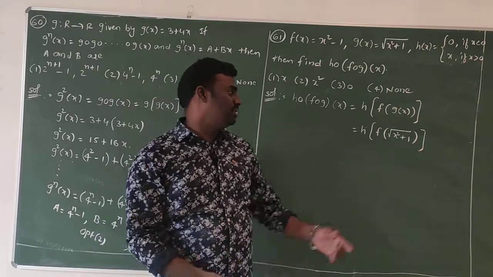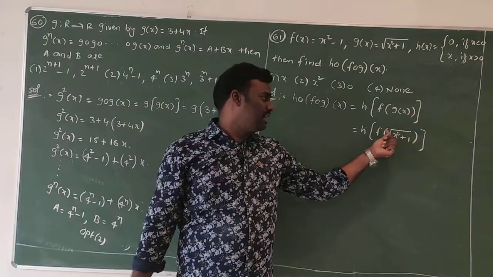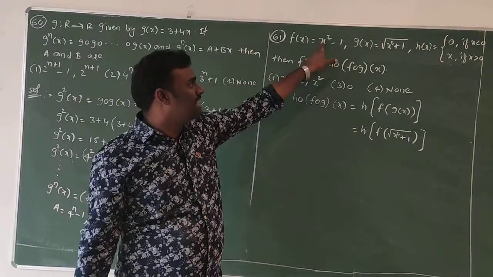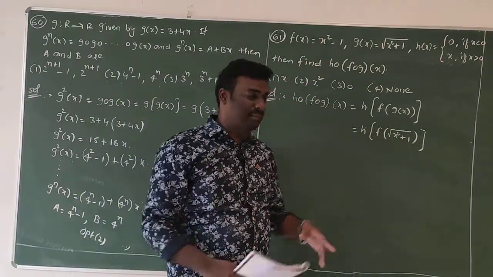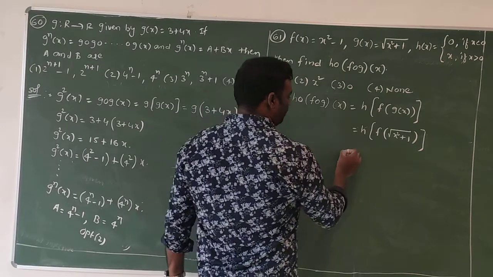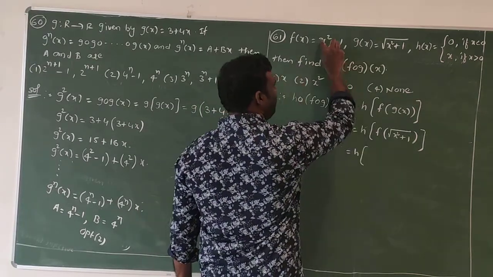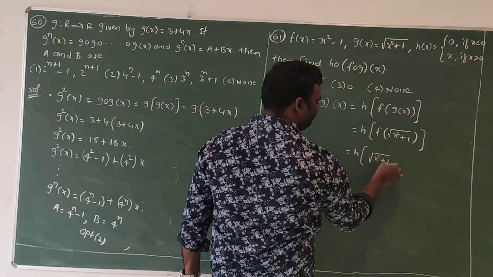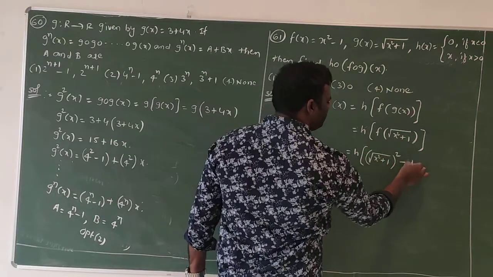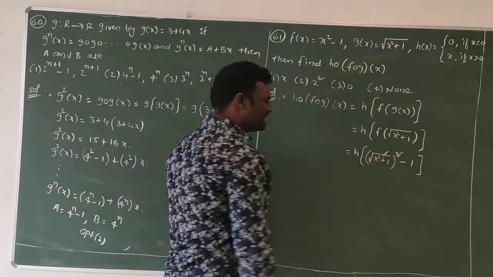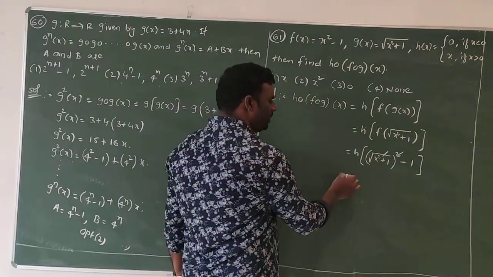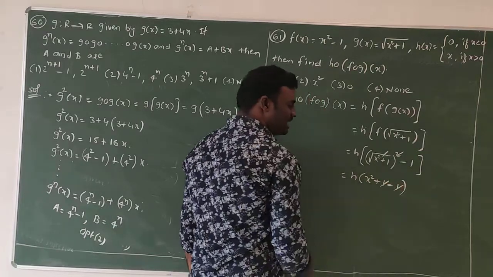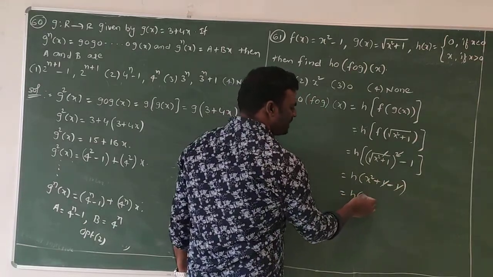Then you need to substitute this root of x square plus 1 in the function f. In the function f, in place of x, we need to substitute root x square plus 1. Then what you will get? In place of x, I am substituting this root x square plus 1 whole square minus 1. Here square and root get cancelled. Then h of x square plus 1 minus 1, again 1 gets cancelled, then h of x square.